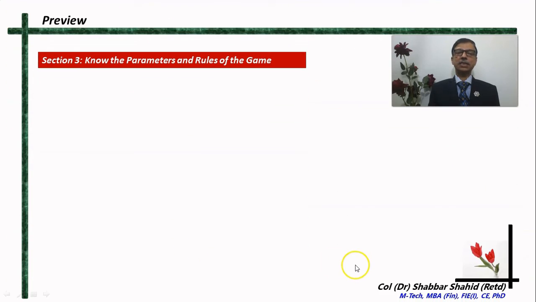Then in the third section, we'll talk about some parameters and rules of the game. When you enter the stock market, you should know certain things. In the first step, we shall talk about what role you would like to play. Like we have seen about various players in the previous section, in this section, we will decide what role you would like to play. A trader or an investor.